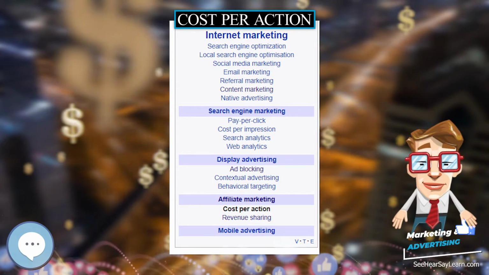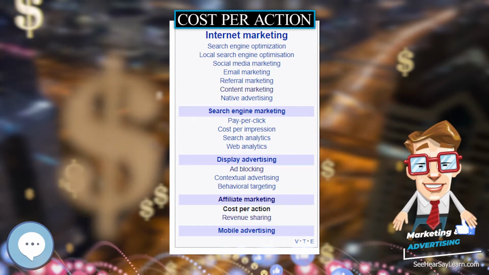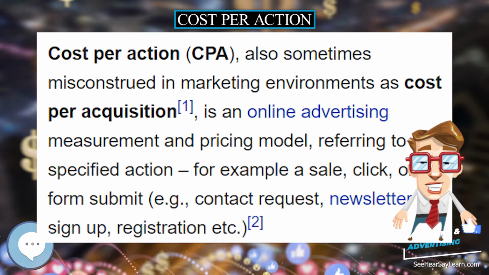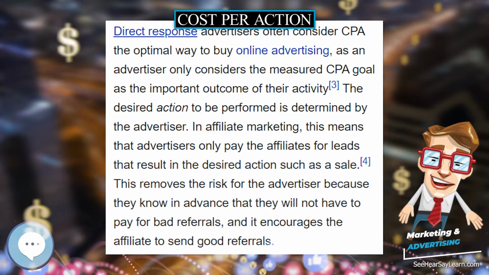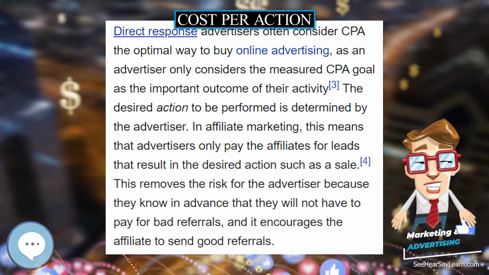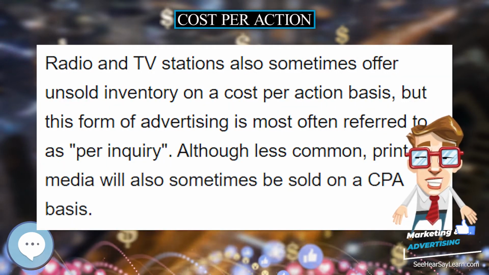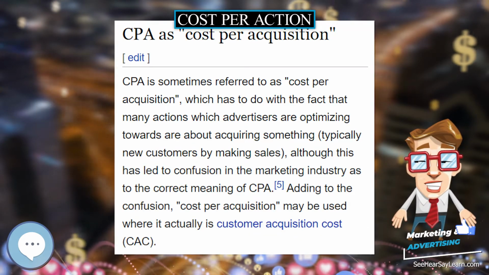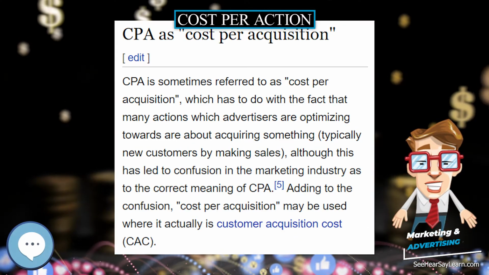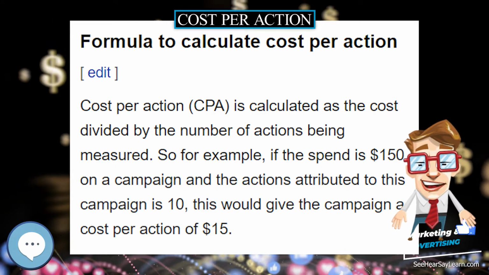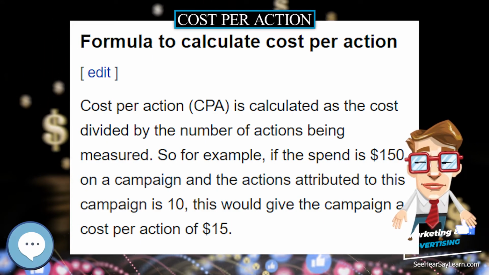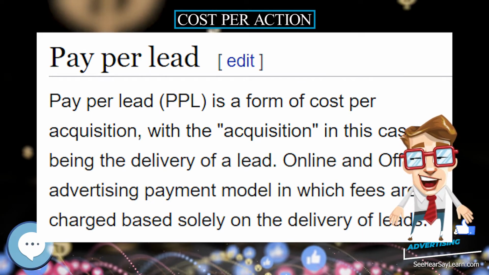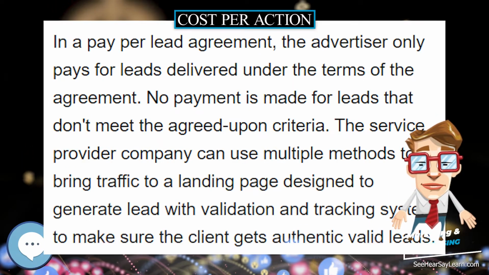Cost per action. Cost per action, CPA, also sometimes misconstrued in marketing environments as cost per acquisition, is an online advertising measurement and pricing model, referring to a specified action, for example a sale, click, or form submit, for example, contact request, newsletter sign-up, registration etc. Direct response advertisers often consider CPA the optimal way to buy online advertising, as an advertiser only considers the measured CPA goal as the important outcome of their activity.